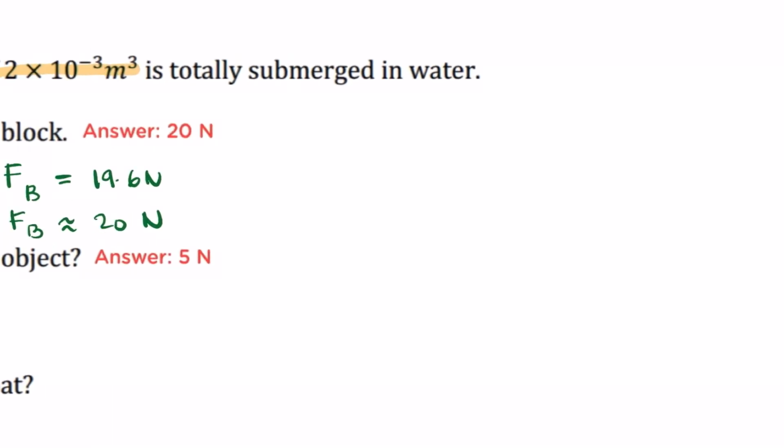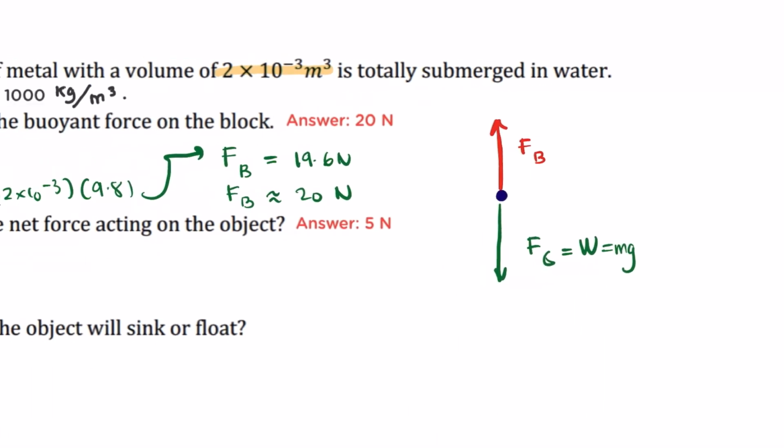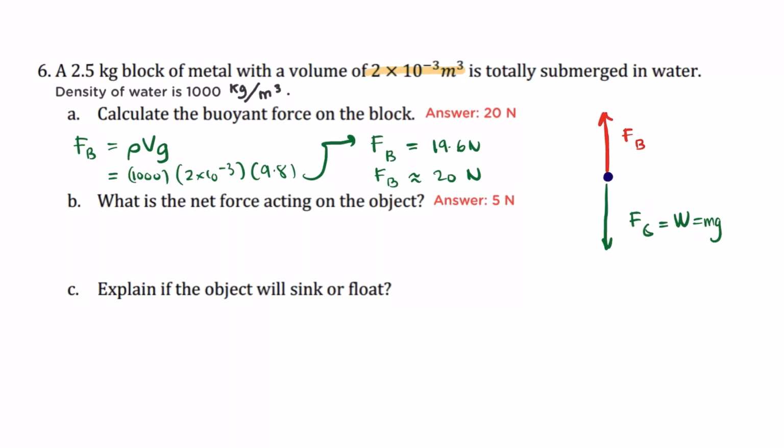So if we are to illustrate this, if we have this block of metal, we'll draw the free body diagram. If it is on water, the water is going to exert an upward force on the metal block, which is the buoyant force. And of course, we have the weight of the object, which is the force of gravity, or mg. We would use this to answer the second question, which is what is the net force acting on the object?